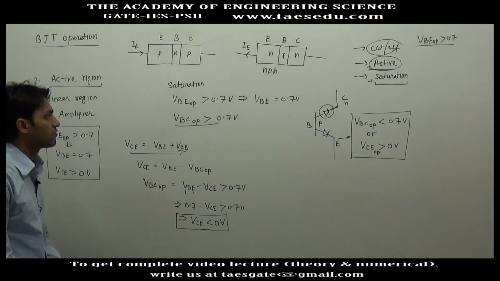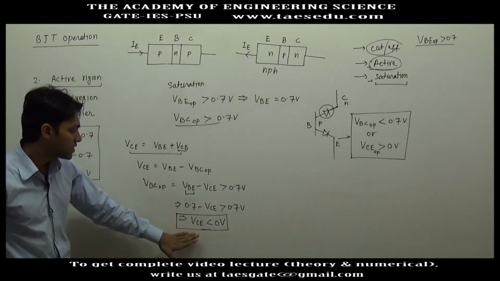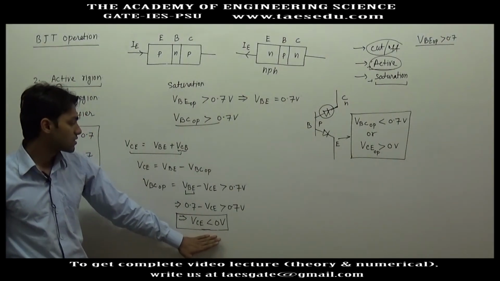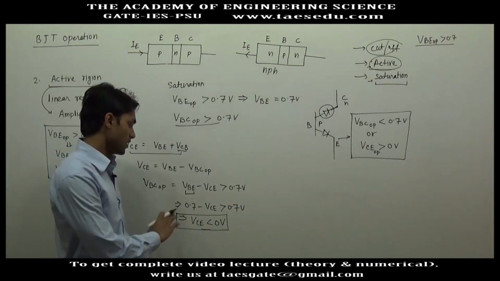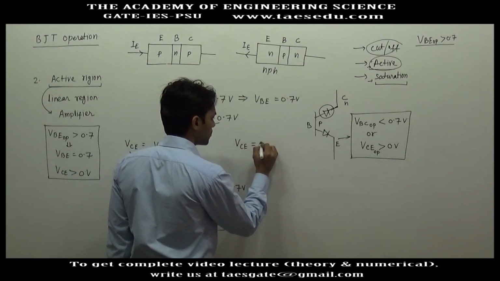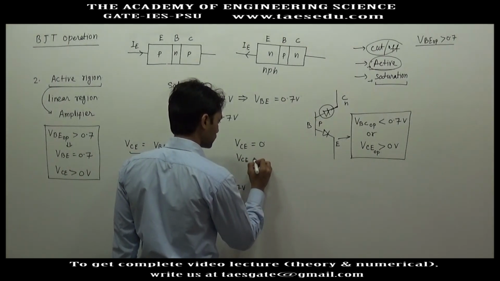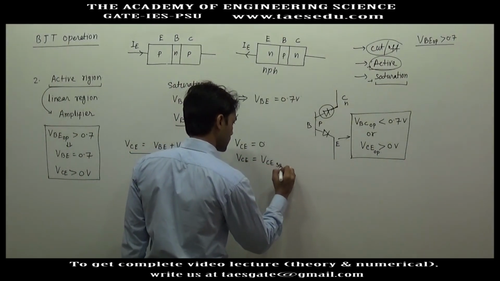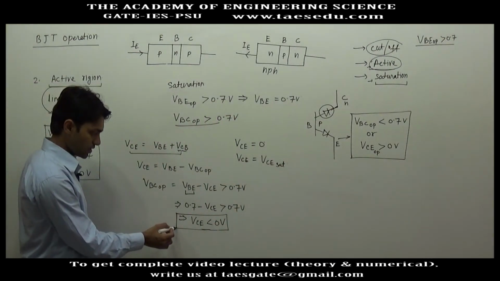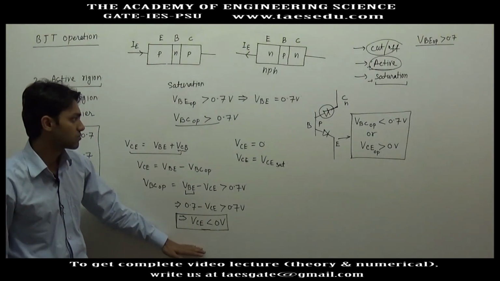This is for checking purpose only. If you are checking it, if VCE becomes less than 0 volt, you will immediately understand that the transistor operates in saturation region, and if the transistor operates in saturation region, VCE will be either 0 volt, or there will be some amount of voltage, VCE saturation. This will be given in the question. What I have just said, when I solve a question I will repeat this part if you have not understood at this point.